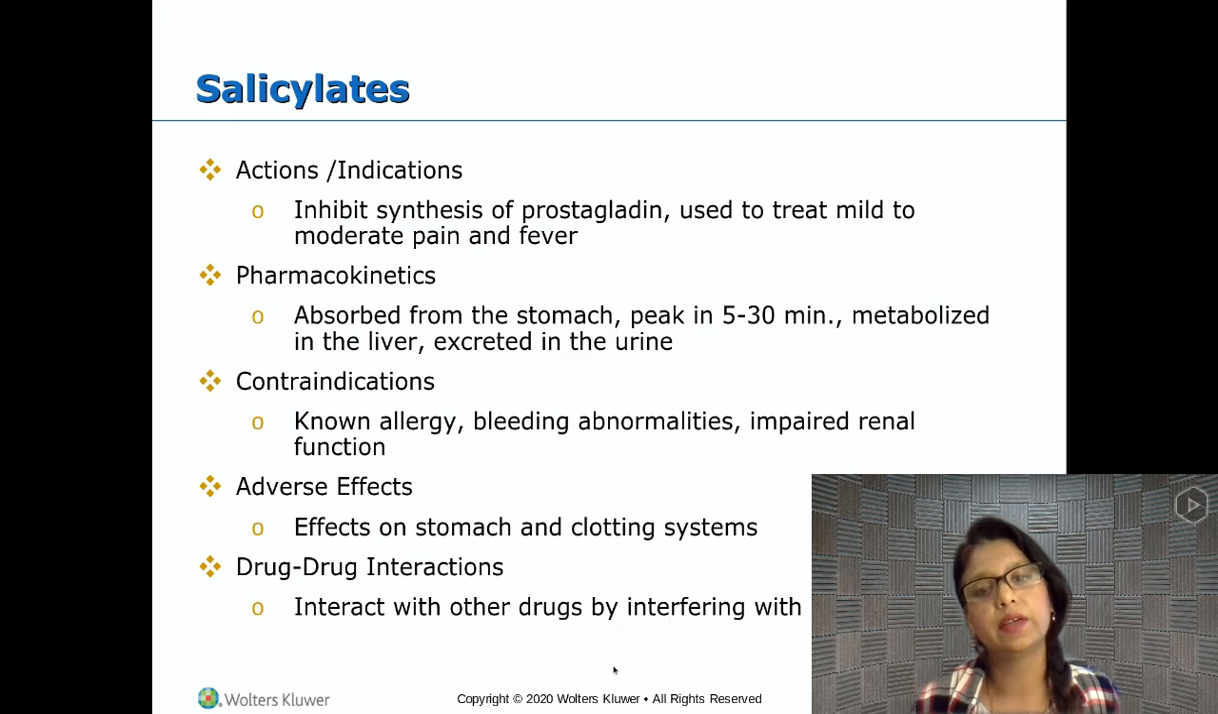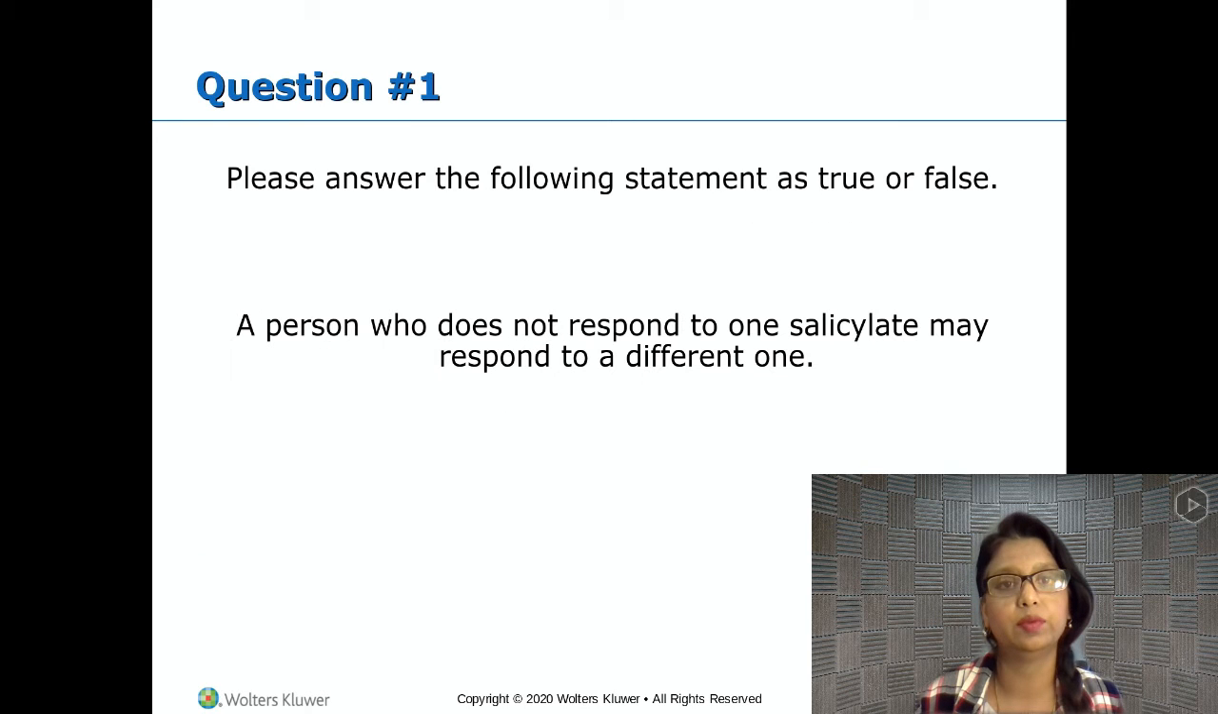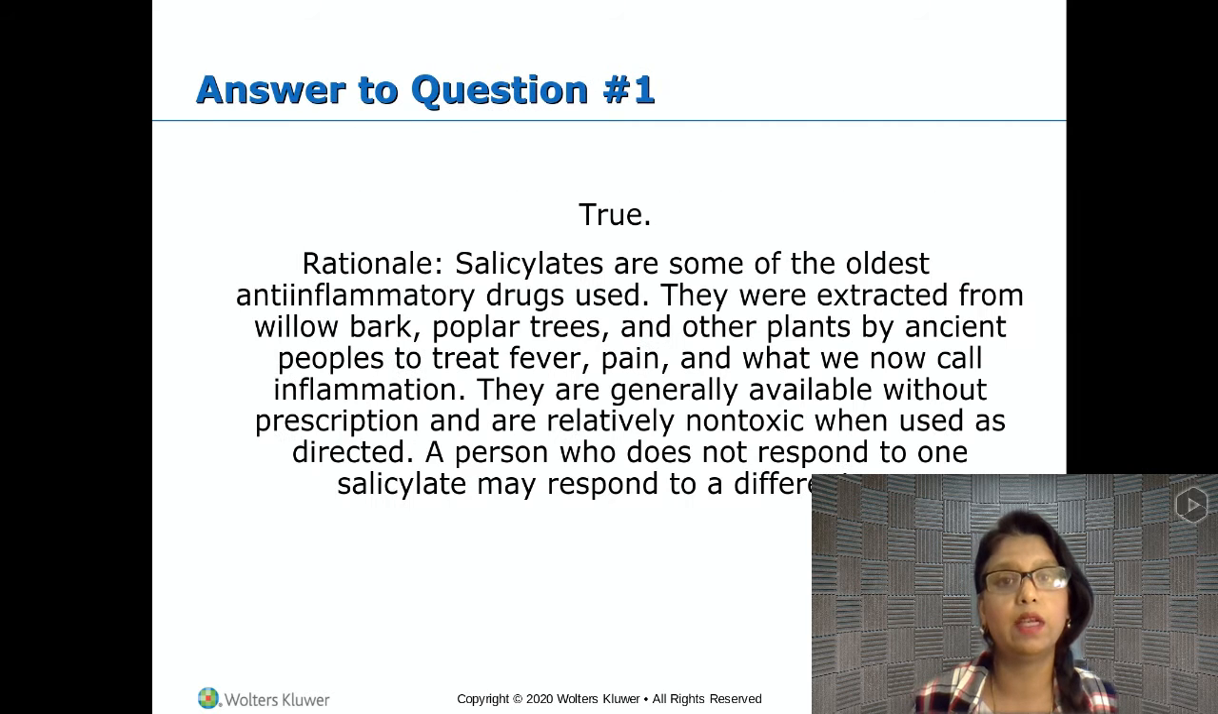Drug-to-drug interactions: they interact with other drugs by interfering with absorption. So question 1: a person who does not respond to one salicylate may respond to a different one. True. Not all bodies react similarly to the same medication, so we can always try another one.